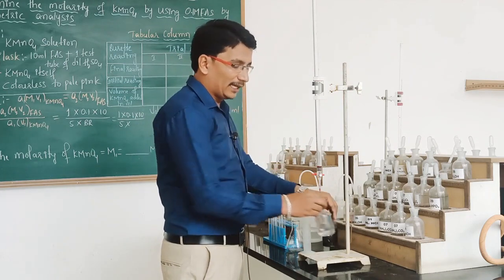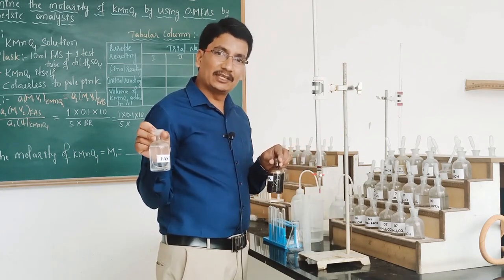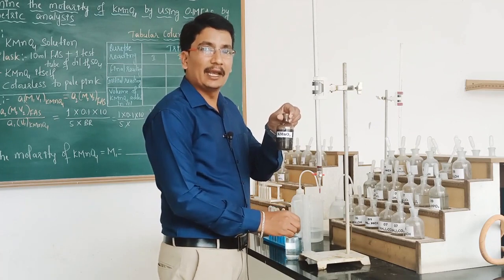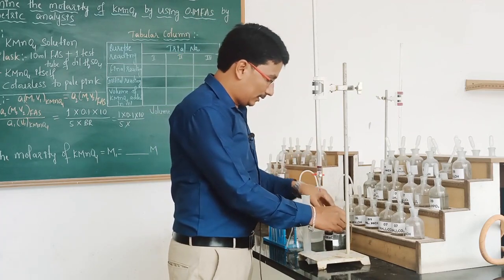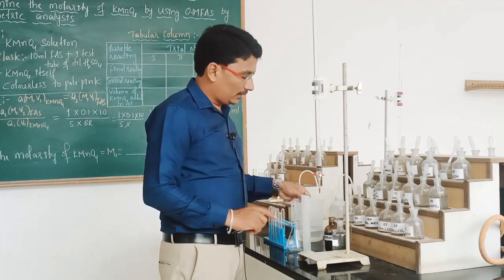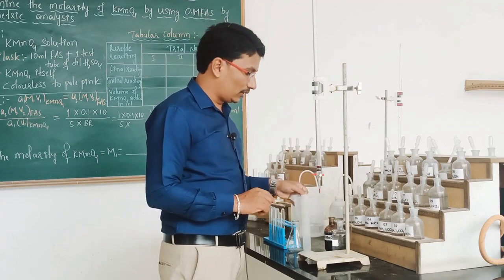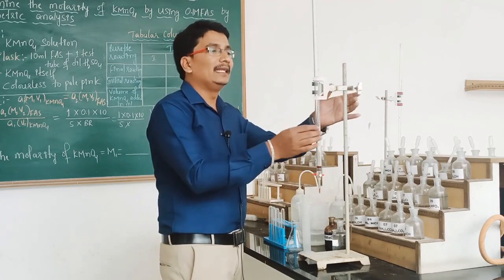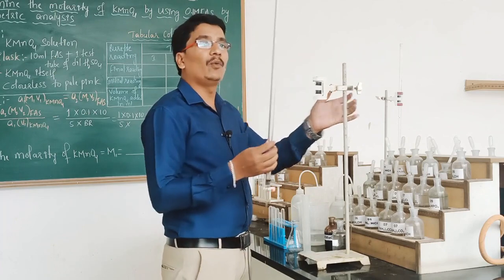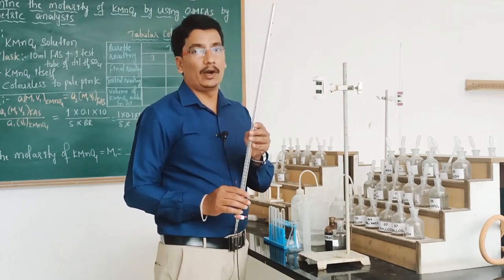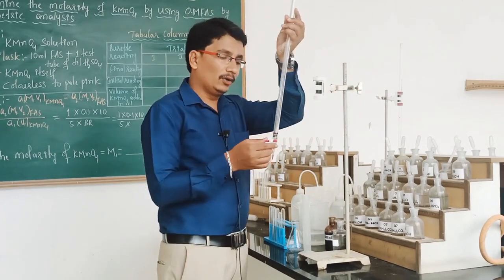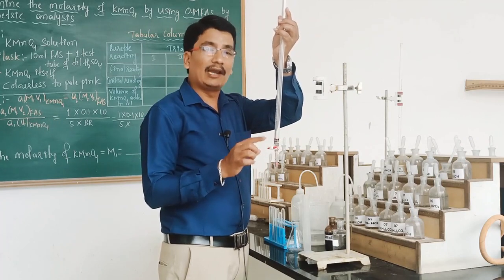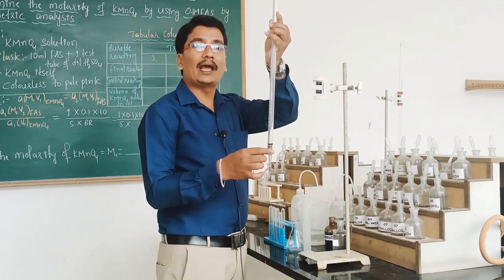Okay, these two are the reagent bottles. One contains FAS solution, another one contains the KMnO4 solution. Then these are the test tubes, and one is a beaker we are going to use for titration. Then in the beginning, we have to wash this burette with water. Before going to wash, we have to confirm that the knob of the burette has been closed.